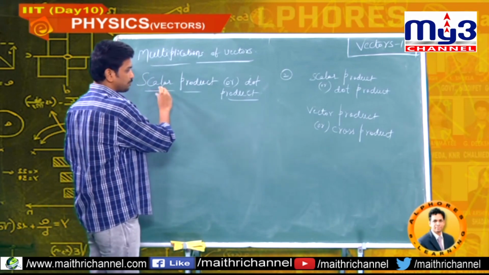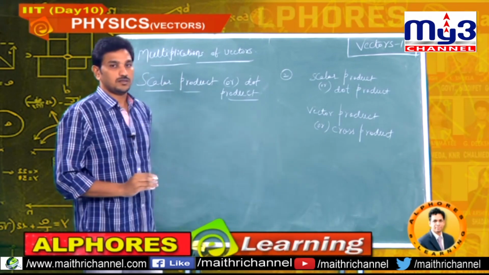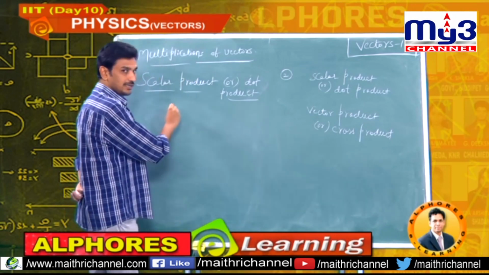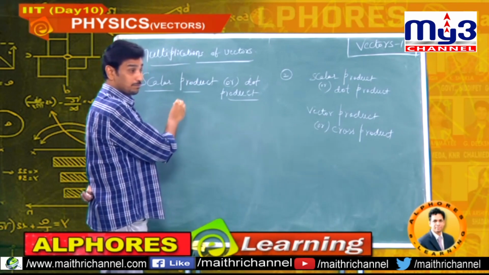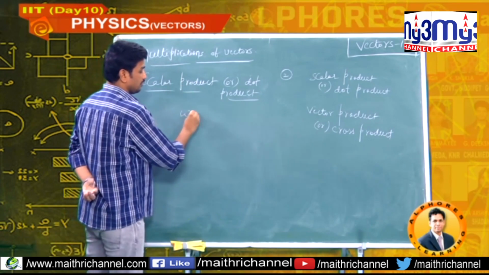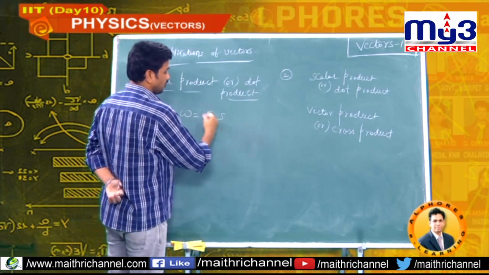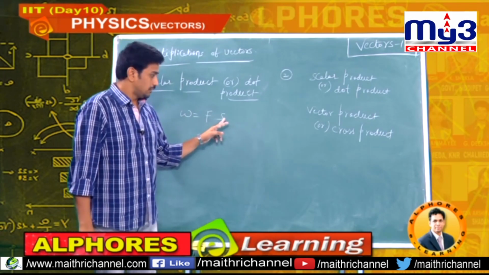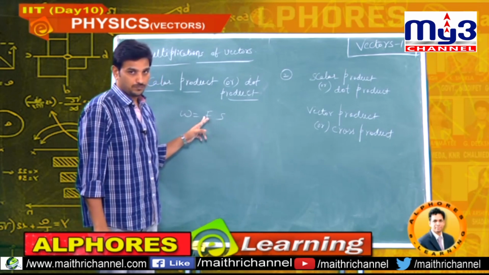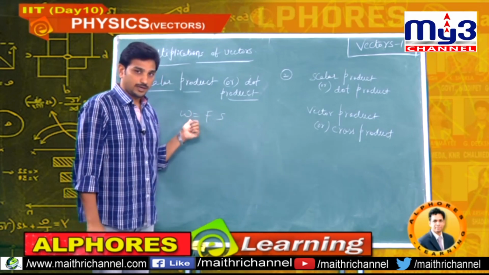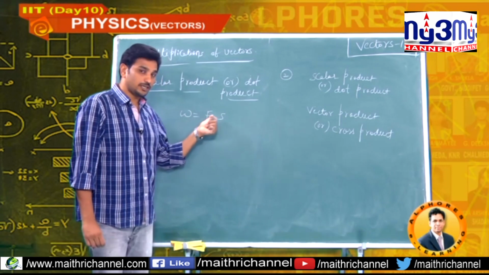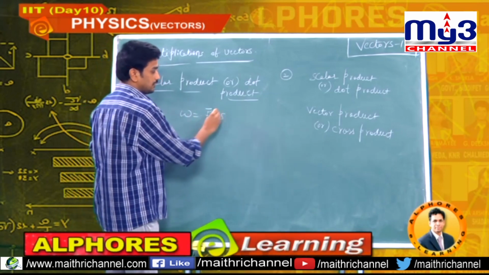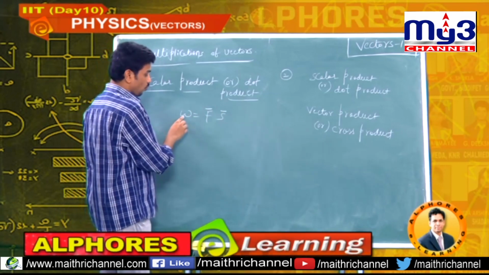Now before explaining scalar product, there is one concept you already know from school level. I will recall that, and after that I will go to the exact concept of scalar product or dot product. First we will see an example. What is work? It is the product of force and displacement, where the displacement is in the direction of force. That is the definition of work. Force is a vector, displacement is a vector, now work is a scalar.